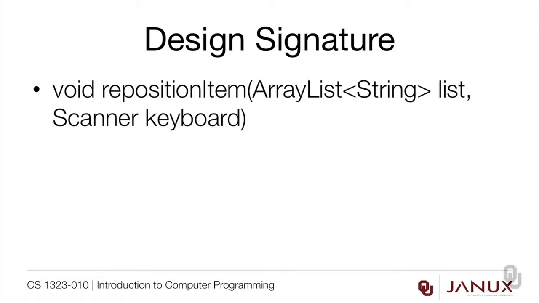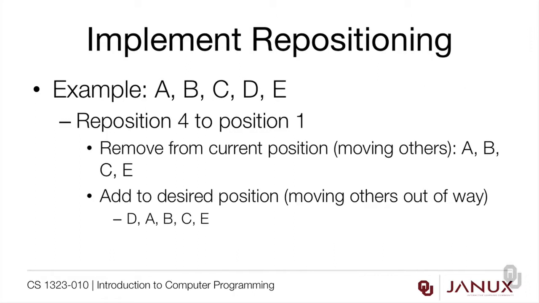Next, let's design the signature. Void repositionItem, ArrayList of String called list, and Scanner keyboard. So we're making the signature of this method match the signatures of the other methods in the class.